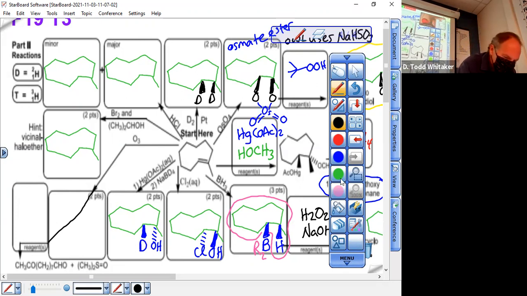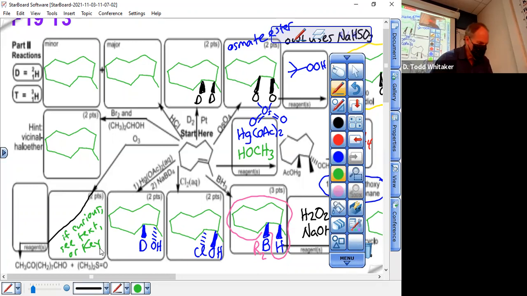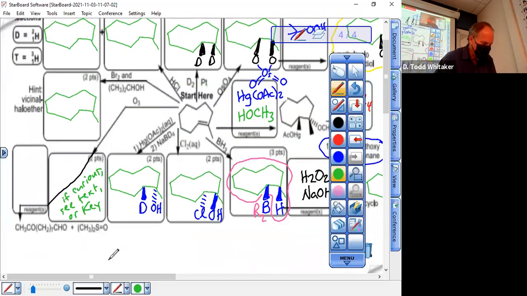If curious, see text, or the key. Fall 19 keys got the intermediate there if you're curious. So I'm not going to test you. But I do need to know the second chemical for ozonolysis that breaks this molecule down to this thing.